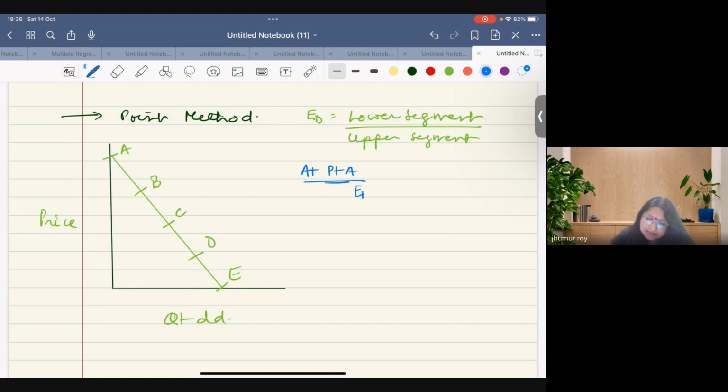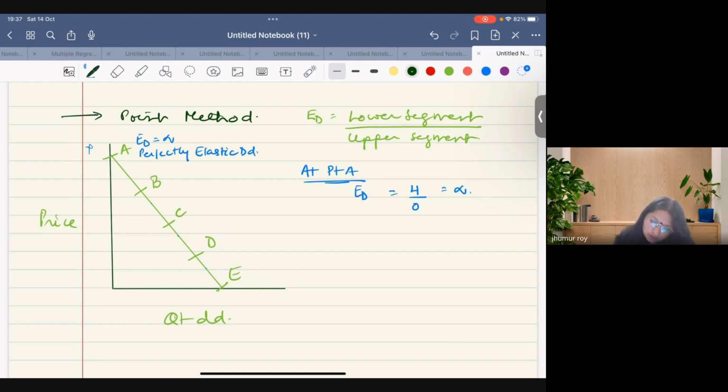We have elasticity of demand equal to 1, 2, 3, 4. There are 4 segments in the lower half, but above A there is nothing. So we will write 4 upon 0, which is equal to infinity. So at point A, the elasticity of demand is equal to infinity, and we say there is perfectly elastic demand.